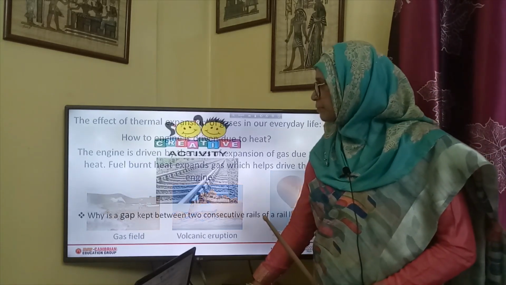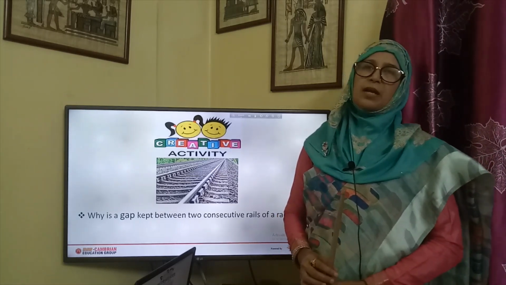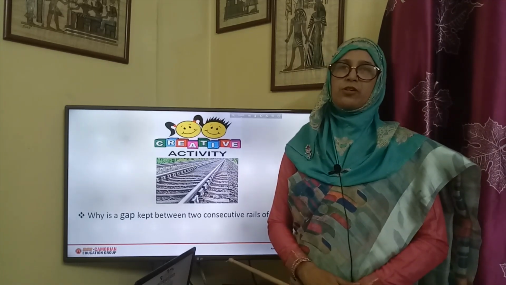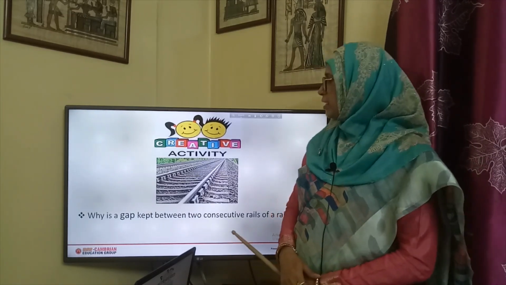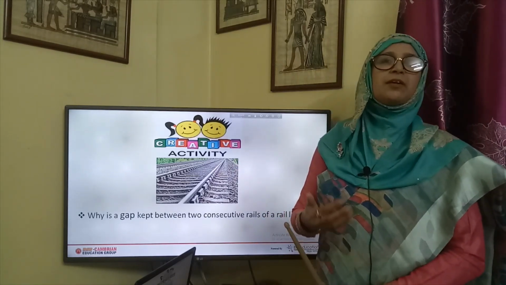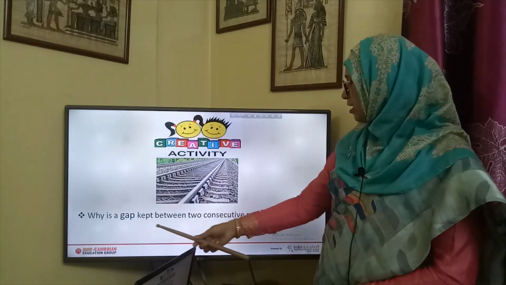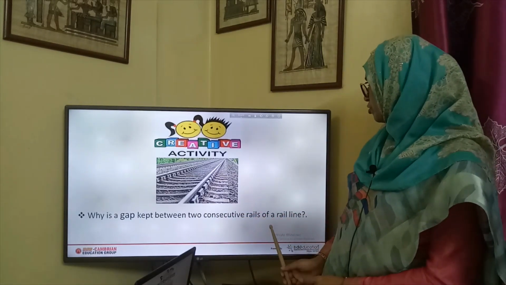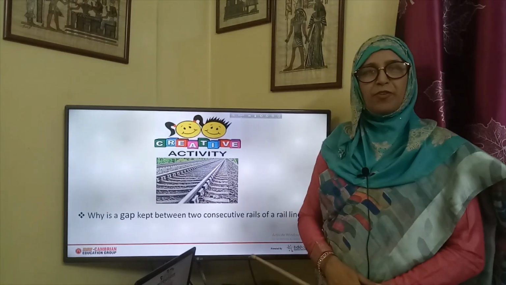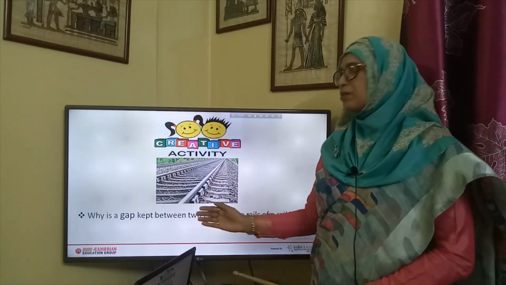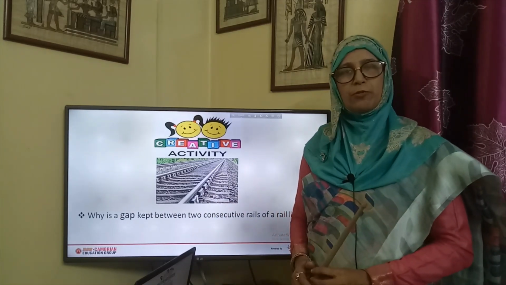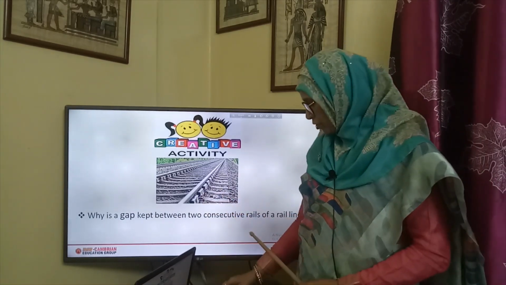So, dear learners, we have learned that the 3 types of matter, solid, liquid and gaseous substance, expand due to application of heat. Okay. Now, a creative activity, that means you can do this activity by yourself. Find a gap kept between 2 consecutive railway lines. Just a few minutes ago, we learned about this point, that means why a space is left between the 2 railway lines. So you have to prepare yourself.